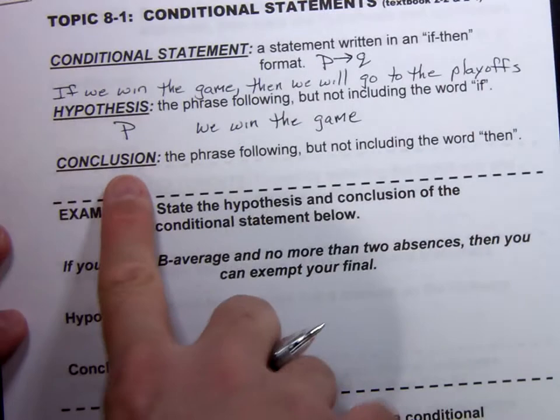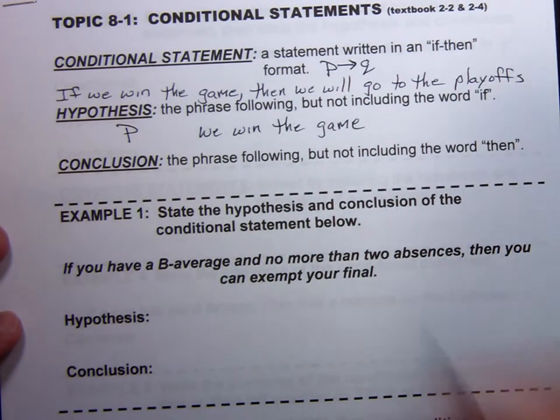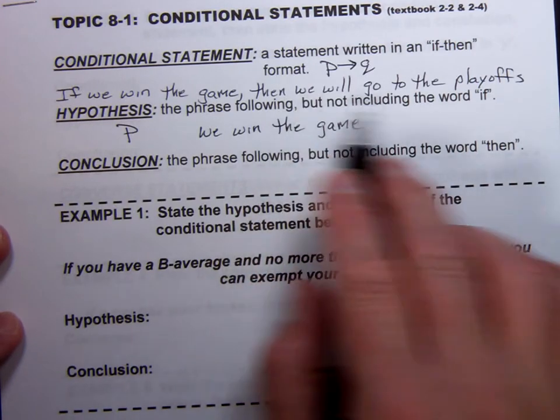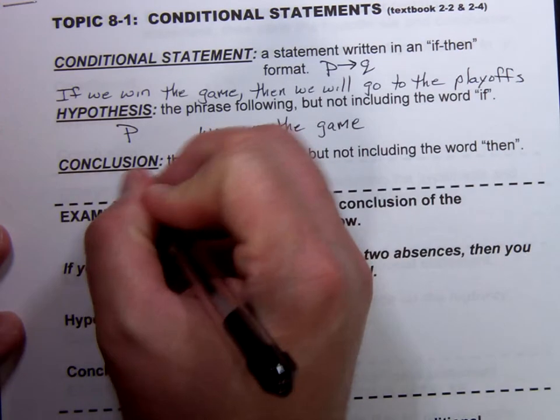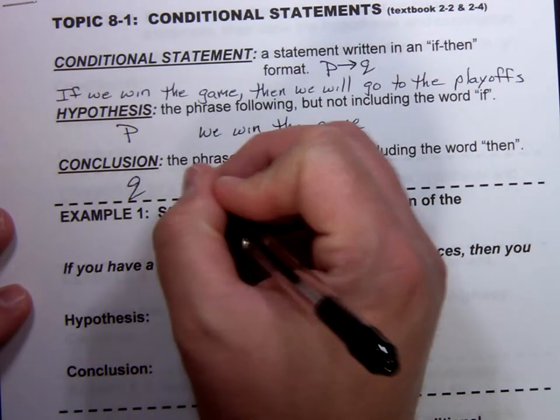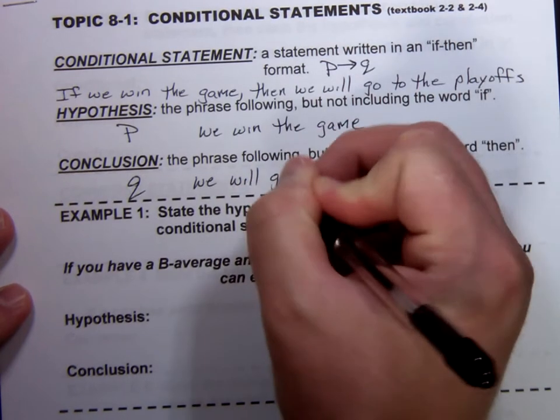And then the conclusion is the phrase following, but not including the word then. So everything that came after the word then was we will go to the playoffs. That is the Q. Then Q. So the conclusion is Q. And in this example, the conclusion was we will go to the playoffs.